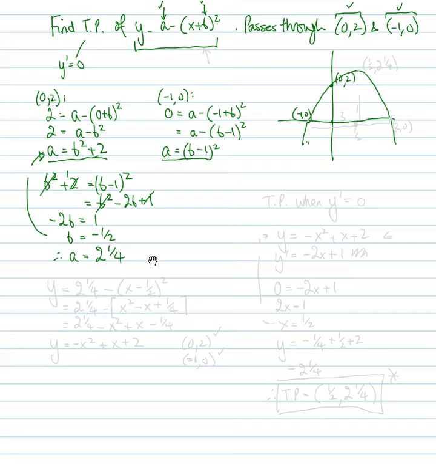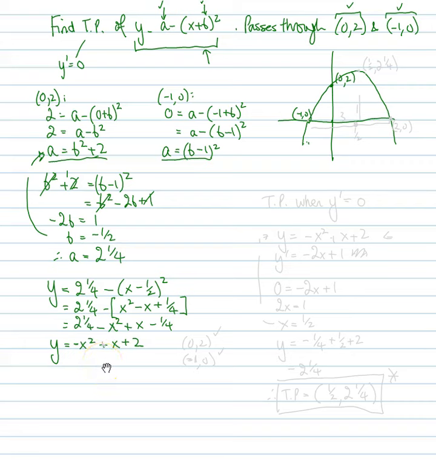Right, so we've done most of the hard work. Now we know that our function is 2 1/4 minus (x plus b) squared, so going back to this function, that's 2 1/4 minus (x minus a half) squared. Is it worthwhile expanding? Yeah, let's expand it. So 2 1/4 minus (x squared minus x plus a quarter), which equals 2 1/4 minus x squared plus x minus a quarter, which equals minus x squared plus x plus 2. So that's the function y equals minus x squared plus x plus 2.